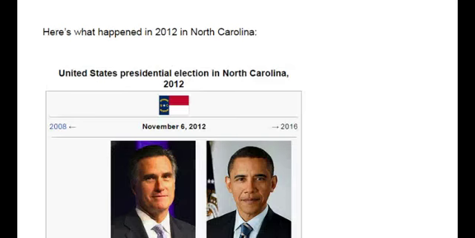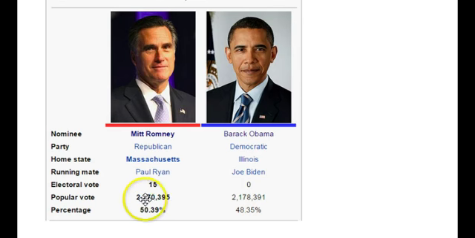So now that we know how the Electoral College works, let's see how it played out in 2012 in North Carolina. So this is Mitt Romney, and that is Barack Obama. And in 2008, Barack Obama carried the state of North Carolina. But in 2012, the state went for Mitt Romney. And let's look at the numbers. So Romney won by about 150,000 votes. Sorry, bad math. About 100,000 votes.